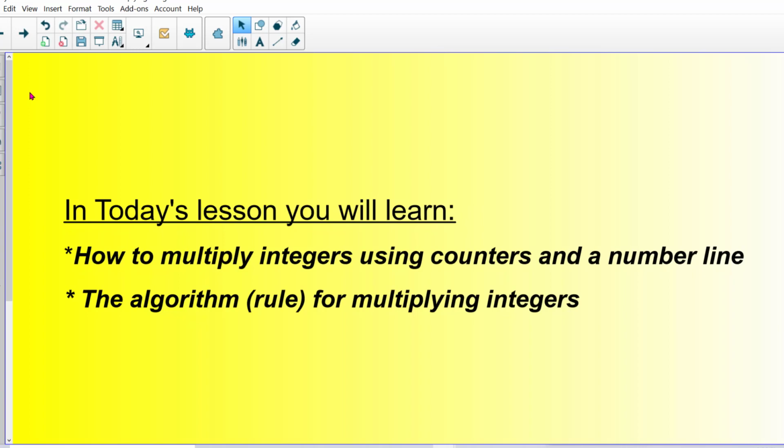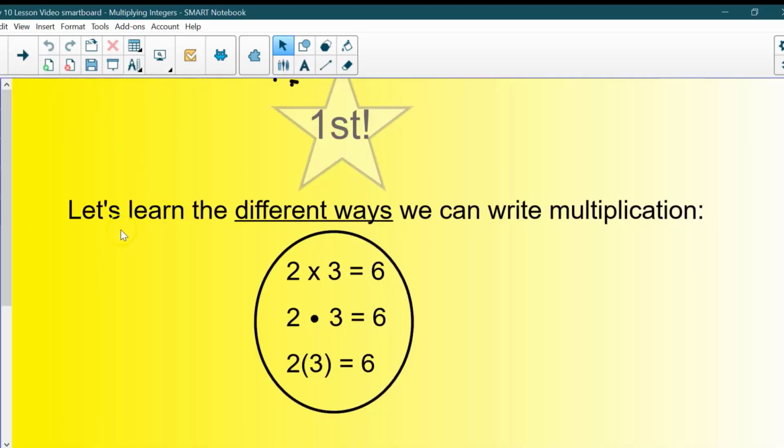So let's get started. Want to make sure you understand that there are different ways that we can write a multiplication problem. Now, the one that you've known since probably third grade when you first learned multiplication was with the x. 2 times 3 equals 6. Now, the other two ways are we can use a dot. It's not a decimal point, it's a dot that's in the middle. This also means 2 times 3. So instead of the x, we use the dot in the middle.